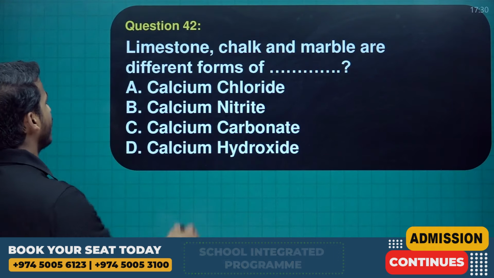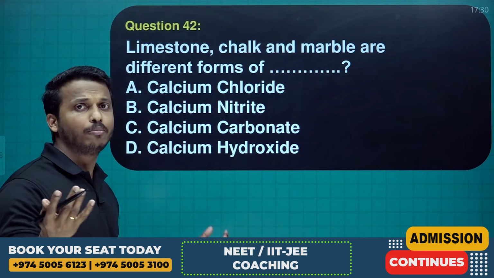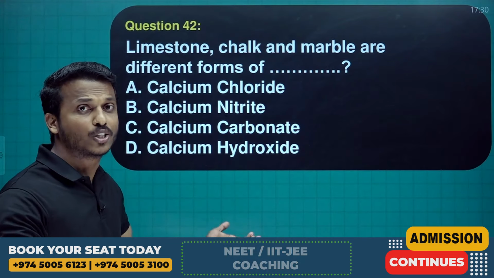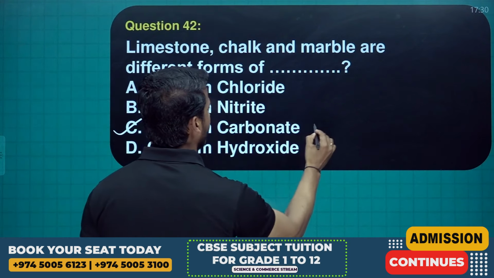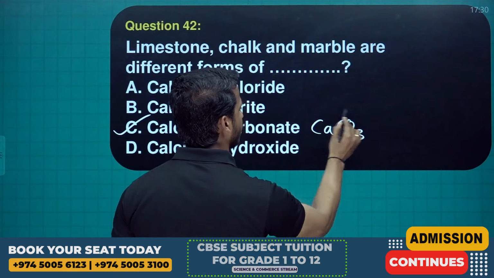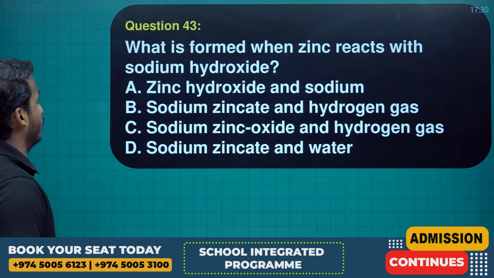Now, limestone. What is limestone? Chalk and marble are different forms of limestone. These are all what? Calcium carbonate. Calcium carbonate, my dear student, CaCO3. Calcium carbonate is the limestone, chalk, marble, these kinds of items.